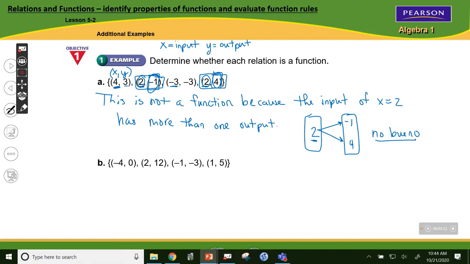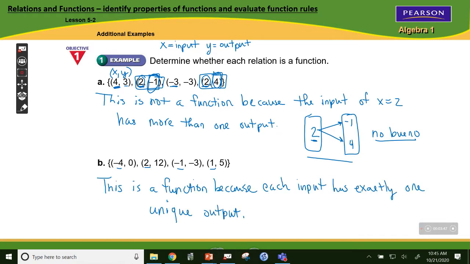Same idea with this one. Let's take a look. The first thing I always do is check: do the inputs repeat? -4, 2, -1, and 1. None of the x values repeat. If none of the x values repeat, then you don't have to worry about having more than one output, because there's only one output for each x. None of those repeat, therefore you can't have the situation over here where a single input goes to multiple outputs. So this is a function because every input has exactly one output.